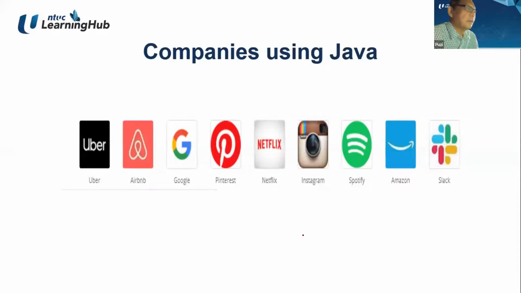Some of the companies currently using Java are the big names like Uber, Airbnb, Google, Pinterest, Netflix. Most of them rely on Java because it is very stable and widely used among all of its peers and even competitors.